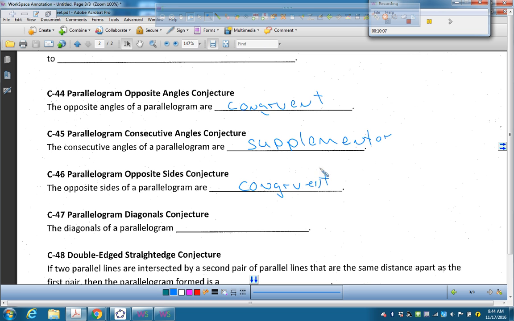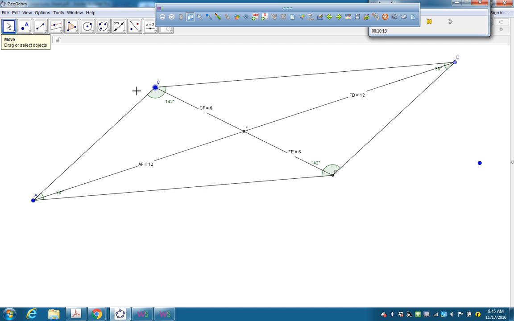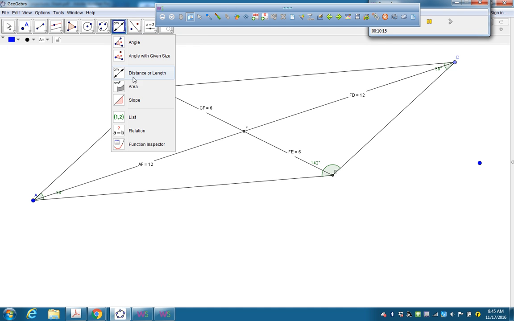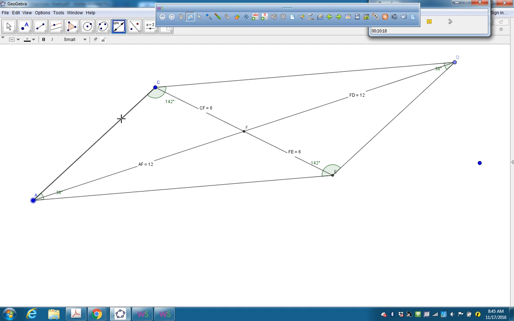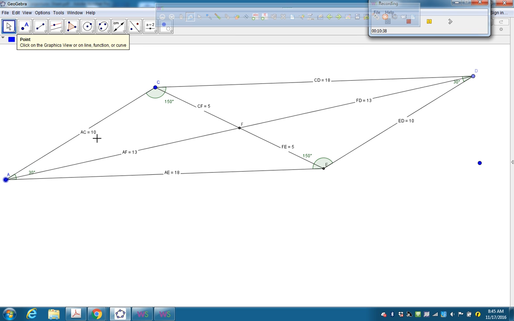Do you believe me? Should I show you on GeoGebra? Yes, I should. Let's just show you. Watch. Distance length. This. Right? 9. This. 9. This. 17. This to here. 17. Look at that. Always, those sides are always congruent. 10, 18. Amazing, okay? But that's all based on properties of congruent triangles, which we'll get back to, okay?